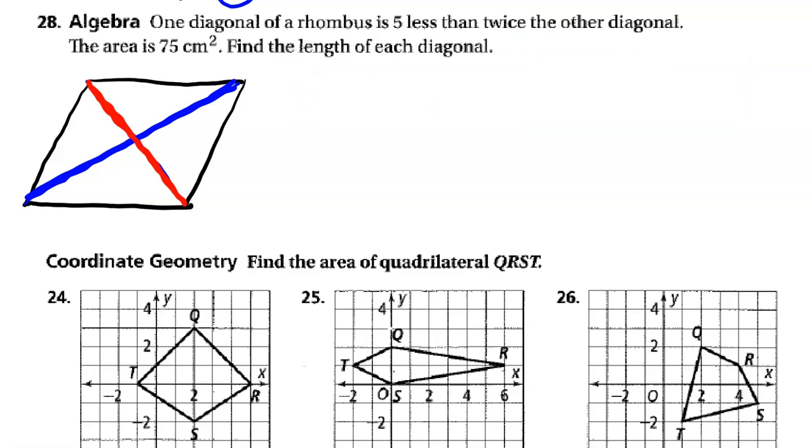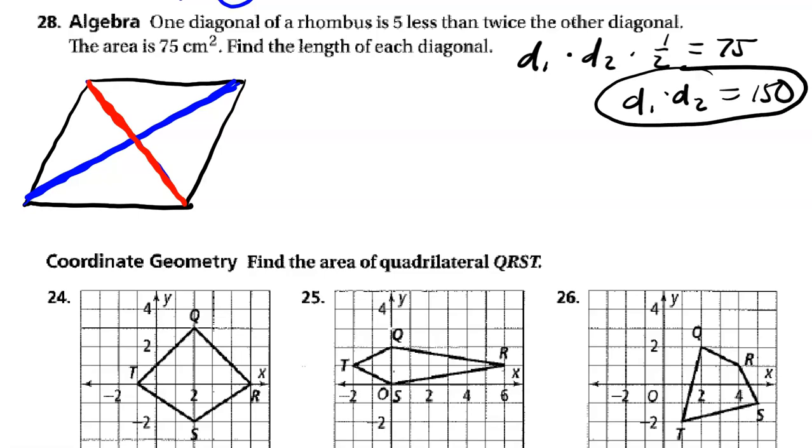So I know that diagonal times diagonal times 1/2 equals 75. So first thing I'm going to do is I'm going to times both sides by 2 to get rid of that 1/2. So if I times the left-hand side by 2, it just kind of gets rid of the half. So I know the two diagonals multiply together to make 150. So let's just do a little trial and error here and try some things.